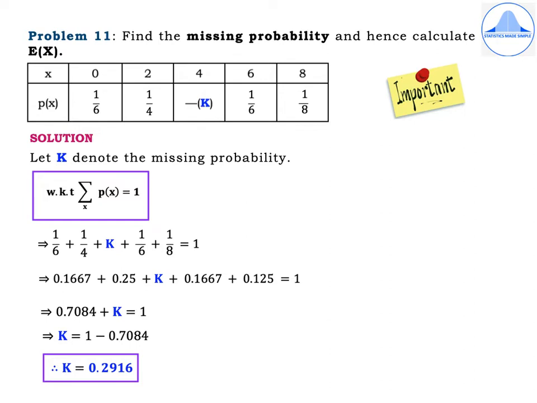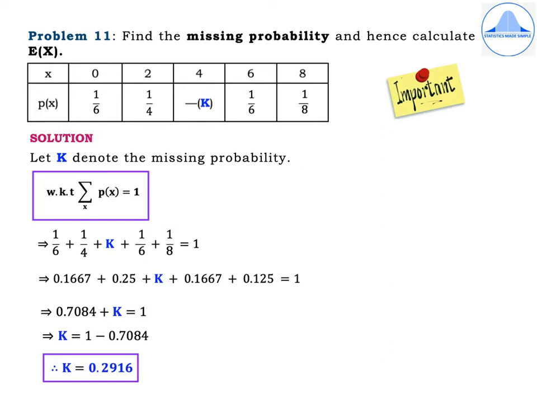In the first row, we have the x values as 0, 2, 4, 6, 8. In the second row, we have p of x, which is 1 by 6, 1 by 4. Then you have k, 1 by 6 and 1 by 8. Now this is an important point. Now observe the probabilities which are given.